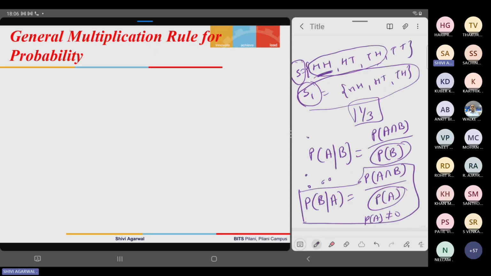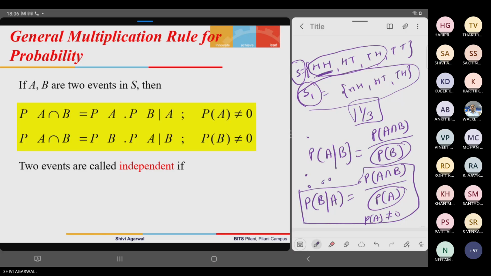Now, the general multiplication rule for probability is what we can say here. Probability of A intersection B is equal to probability of A multiplied by probability of B given A, where probability of A is not equal to 0 here.